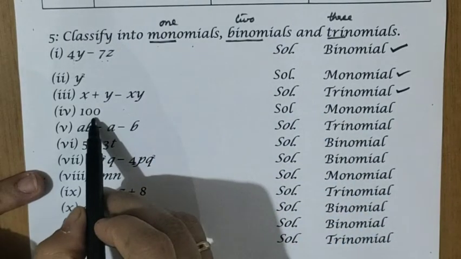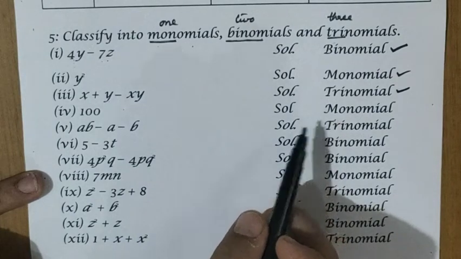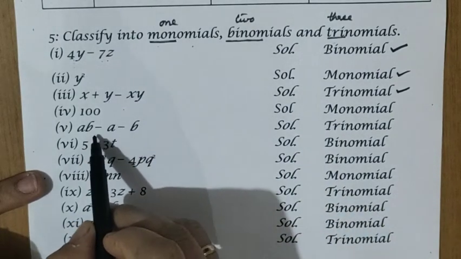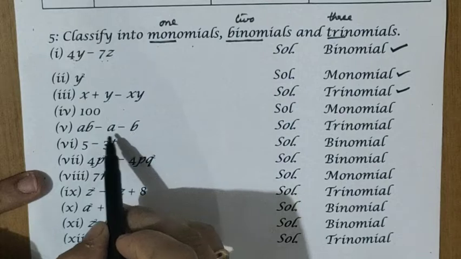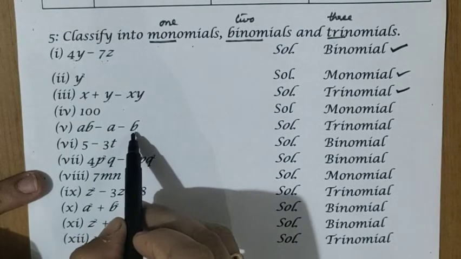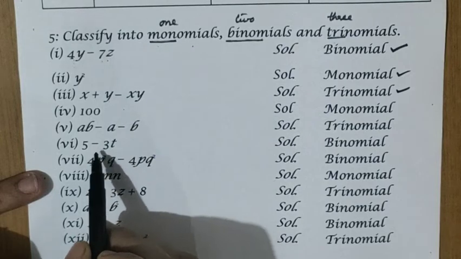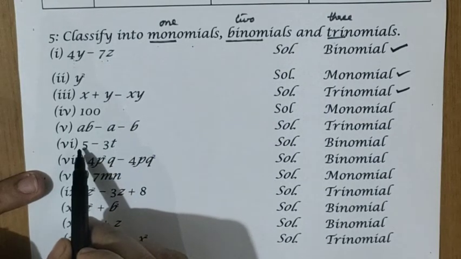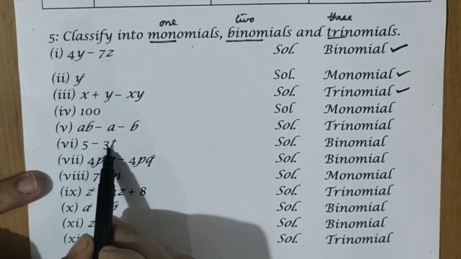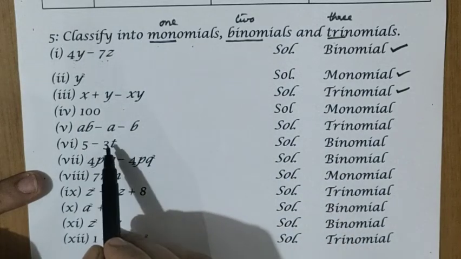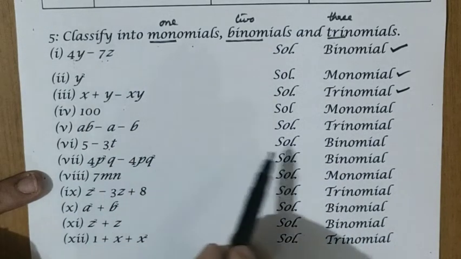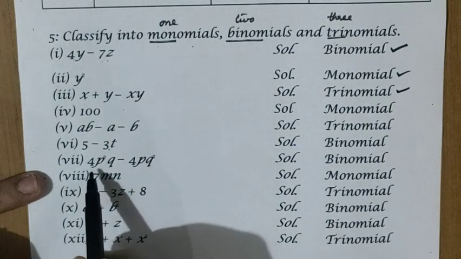How many terms? One term, so the name is monomial. How many terms are here? a b minus a minus b, 1 2 3. So what is the name? Trinomial. 5 minus 3t. How many terms are there? 2. See, 1 and 2. So 5 is the first term and minus 3t is the second term. So the name is binomial.